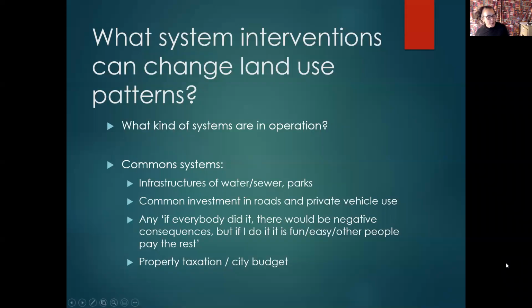Okay, sorry about that. So relating this back to our earlier systems readings in the Meadows book, we can think about what those systems are that are creating land use patterns and maintaining land use patterns, and try to figure out what kind of systems those are. I think that the insights on the common systems are really useful in understanding land use patterns.